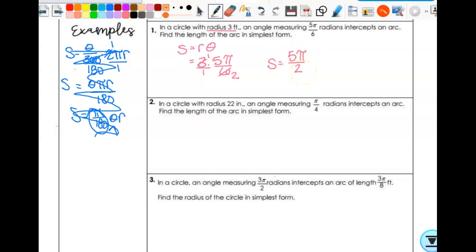And what would the units look like on this? Would it be feet or feet squared? What are we looking for? We're looking for a length. So is it feet or feet squared? It's feet. Questions? We're good. This is what we want. Okay. All right, so then you do number 2.